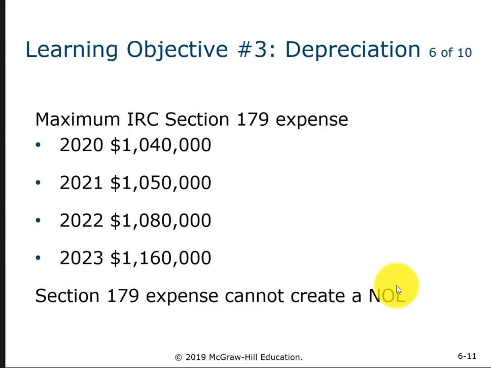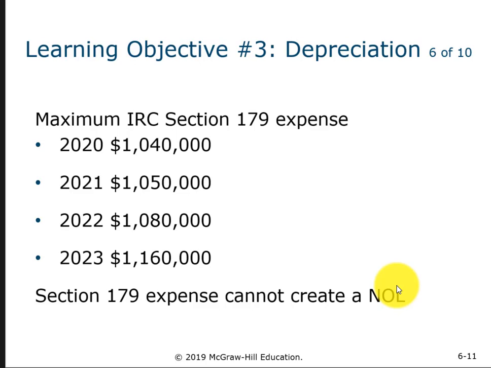It also has the drawback that it cannot create a loss for your business. So if you have $100,000 of income in your business and $200,000 of Section 179, say you bought assets costing $200,000, you can't depreciate all of the $200,000 because your income is only $100,000. So the real limit in that case is not the 1,160,000, it's the $100,000.